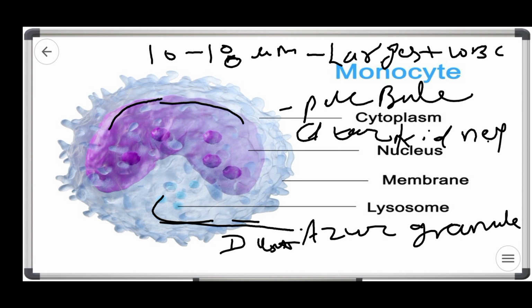The monocyte is the second line of defense. The first line of defense is neutrophils. This is the second line of defense.